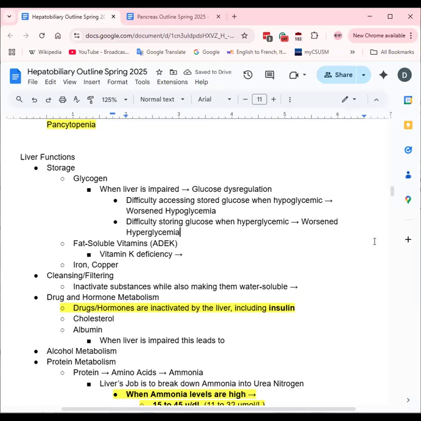Does that make sense? Either way, essentially the idea is you're having a harder time either getting glucose or getting rid of glucose. So whatever state you're in, it's harder for you to get out of that state.